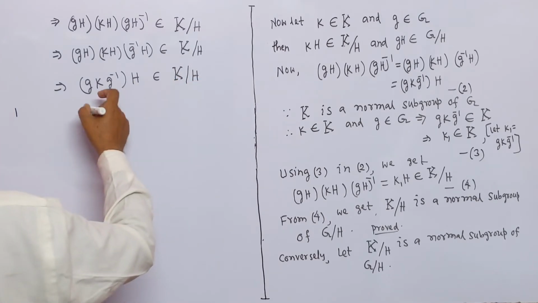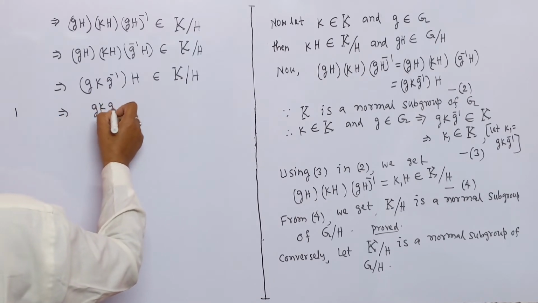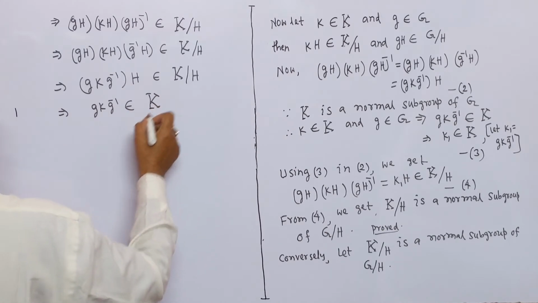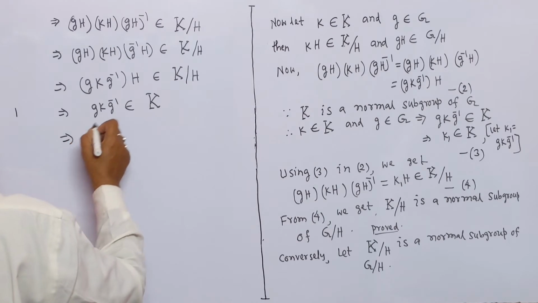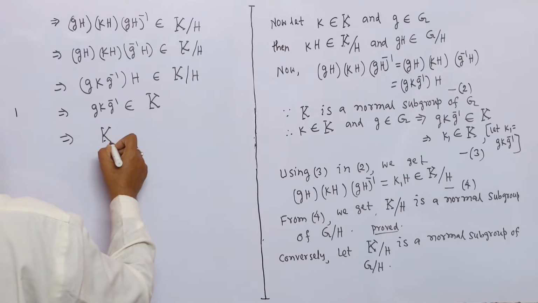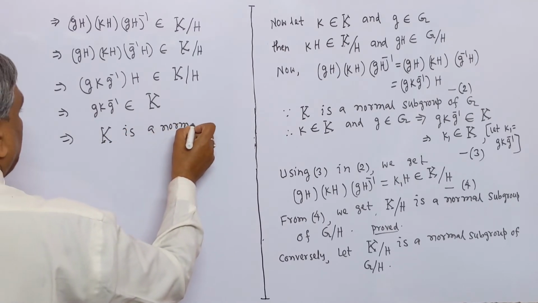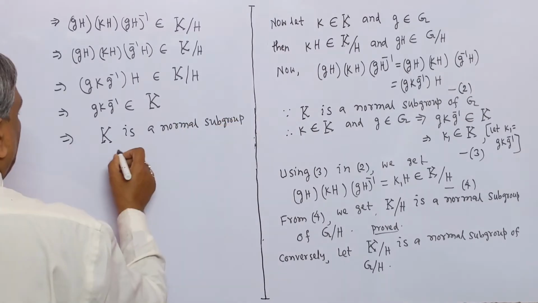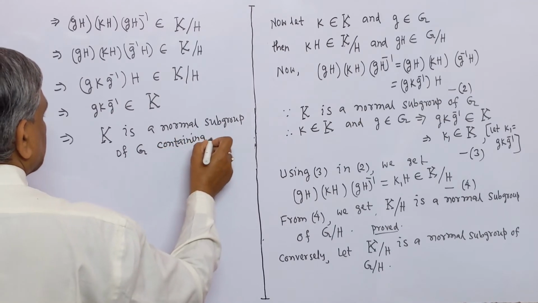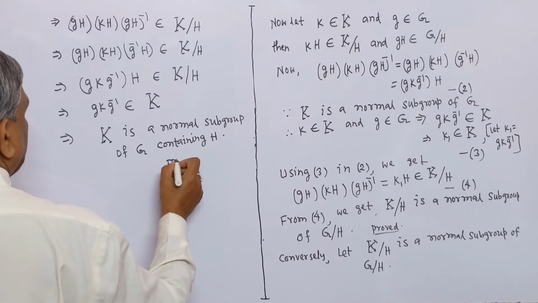This means, implies that gk g inverse belongs to K, implies that K is a normal subgroup of G containing H. Proved.